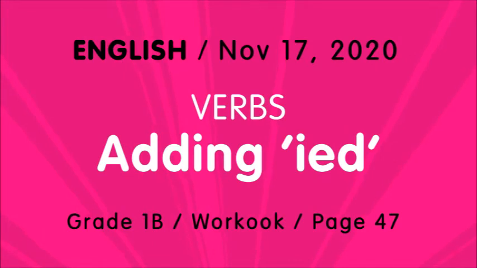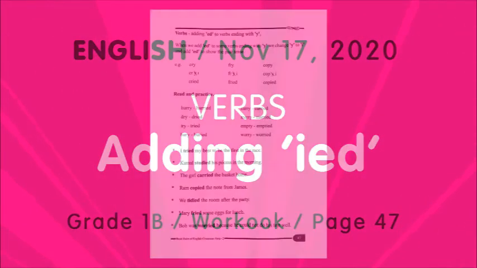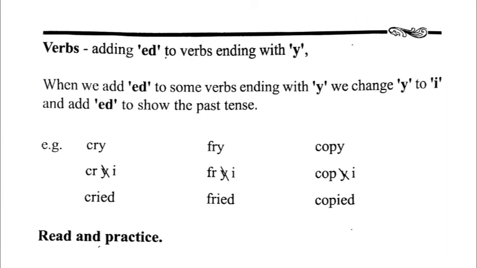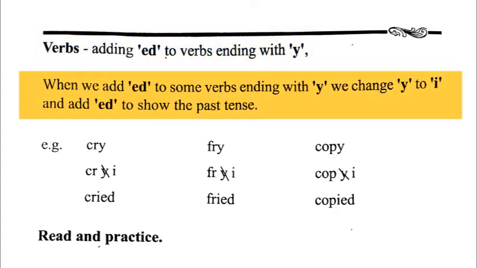The lesson we are going to do today is in your English workbook, page number 47. Okay, so the lesson is on verbs. All these past lessons have been on making verbs into past tense. Let's see what the lesson is. Adding ed to verbs ending with y. When we add ed to some verbs ending with y, we change the y to i and add ed to show the past tense.